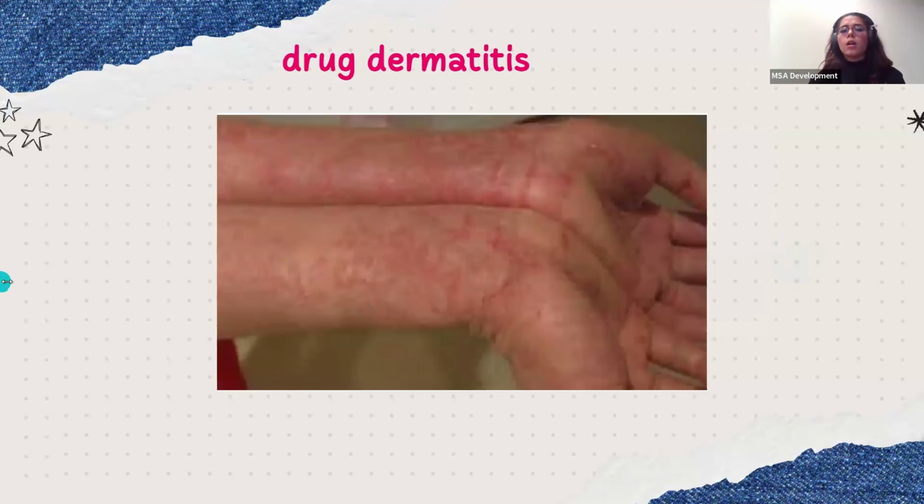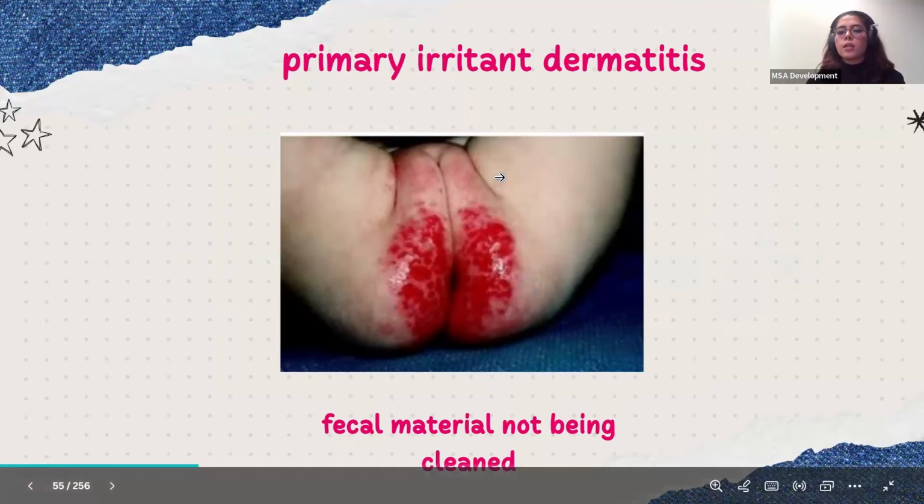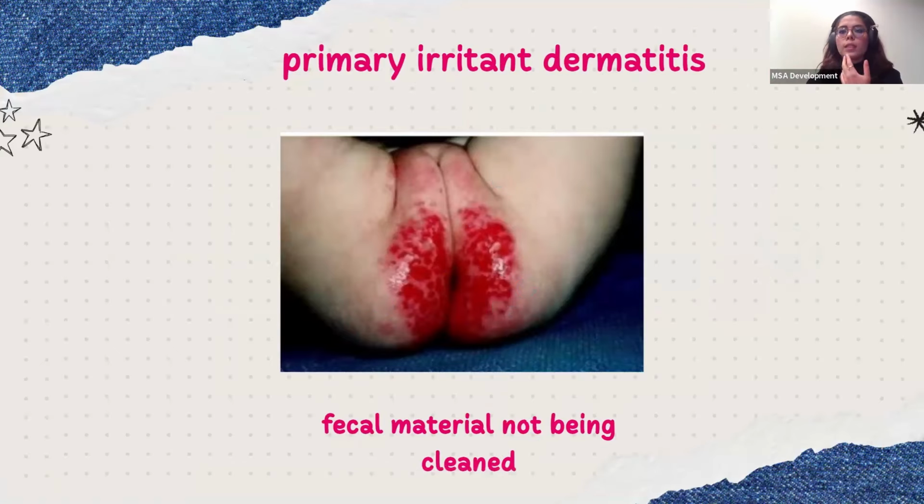Drug dermatitis: usually you take a drug and it causes an adverse effect. The adverse effect is drug dermatitis. Primary irritant dermatitis. For this picture specifically, it's because fecal matter is not being cleaned, so this could be a sign of neglect when it comes to children. It's usually because you have something that is bad for you, but it's constantly on your skin. That's what primary irritant dermatitis is.